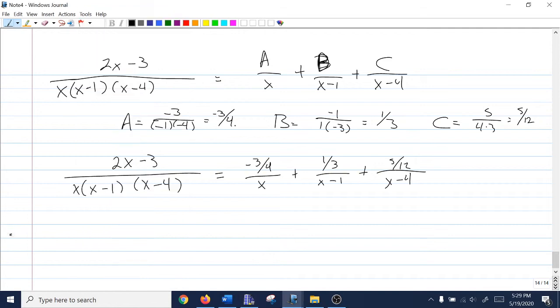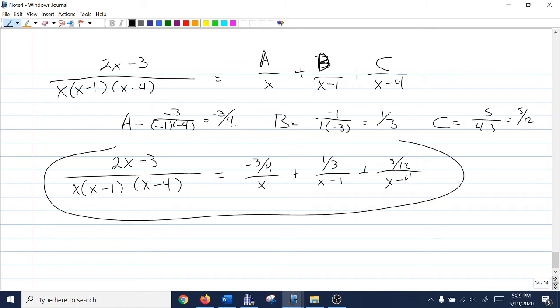That's the cover-up method. Cover-up method works when you have linears with no powers. You can use it when you have other stuff, but it won't give you all the letters. Let's say I have 2x minus 3 over, let's make it x minus 1, x squared plus 1. Let's make it x squared.